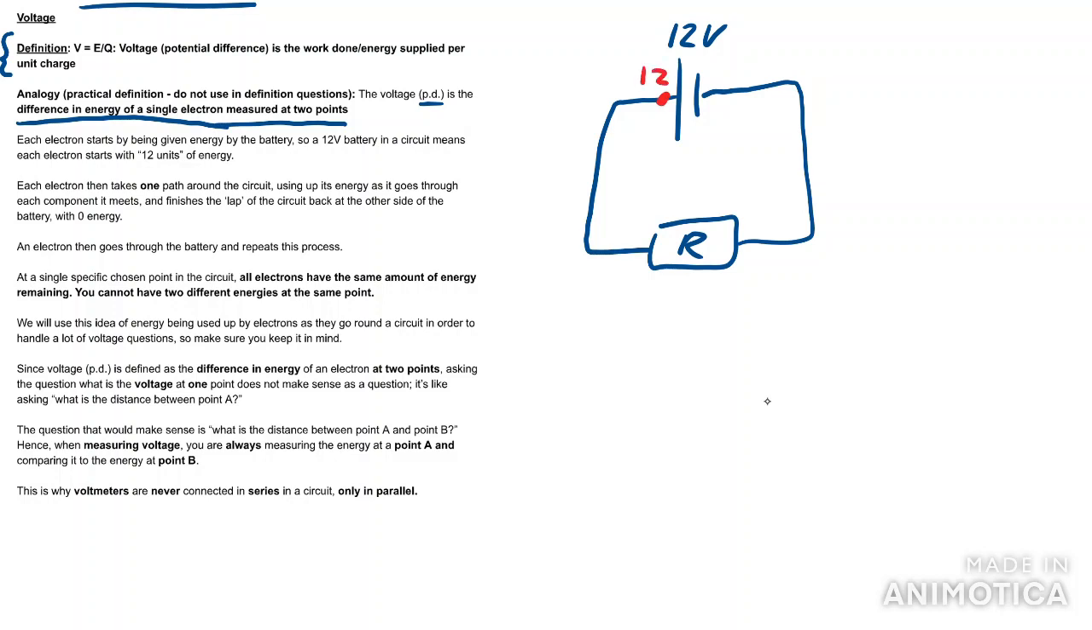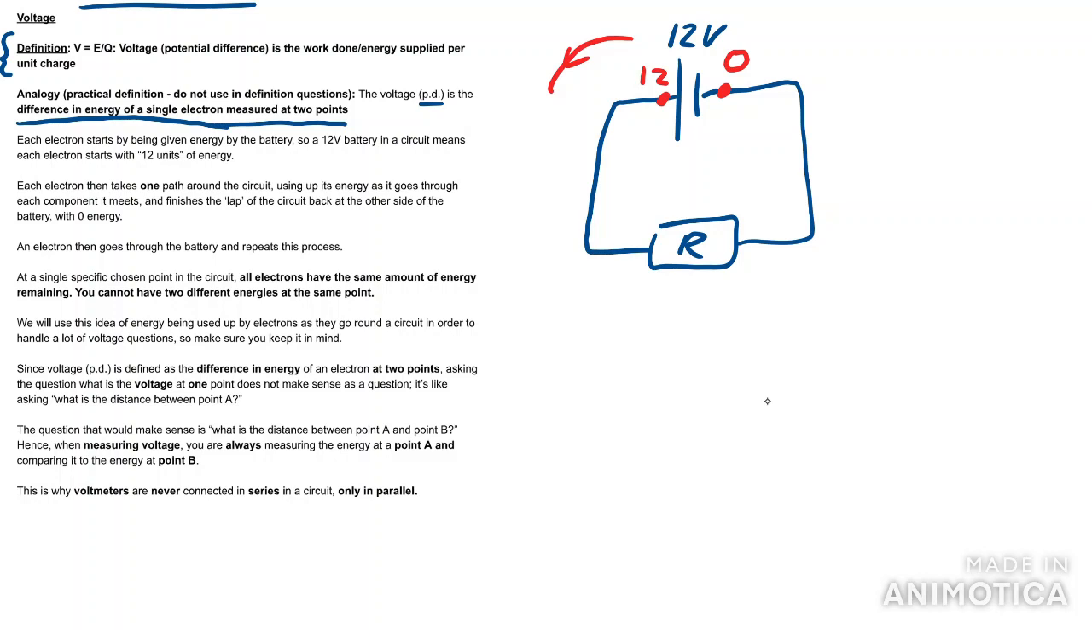And what you can say in circuit questions is that electrons always, 100% of the time, no matter what circuit you're dealing with, have to spend all of their energy by the time they get back. So if we've got current going around that way, then we know that all the electrons start with 12 units of energy and finish with 0. And if you follow the electrons round, you know that they have to spend their energy.